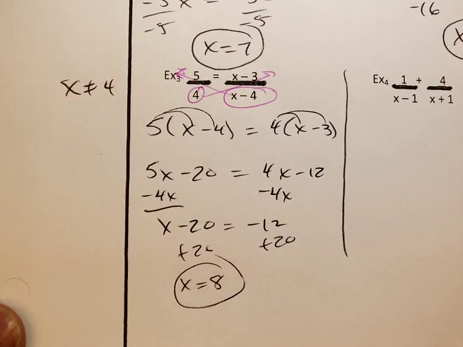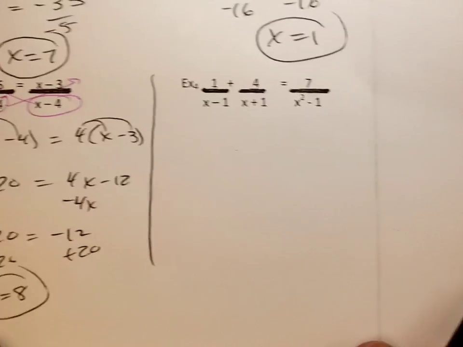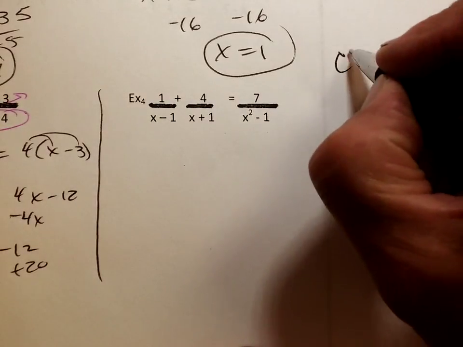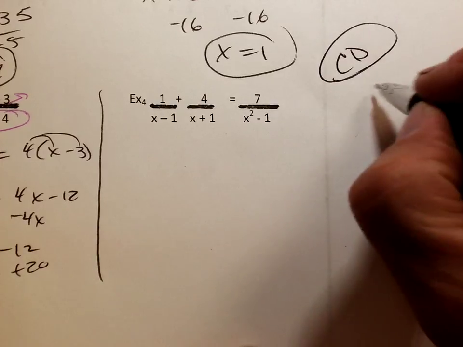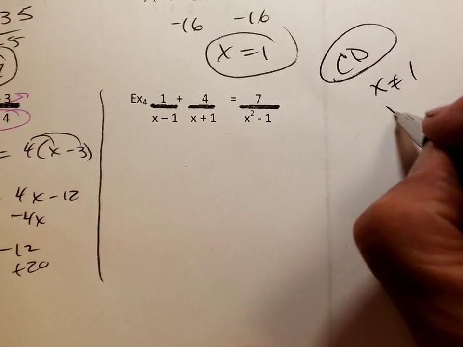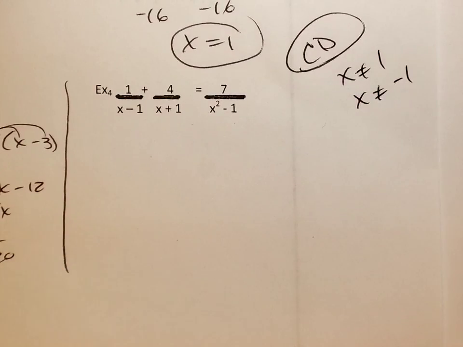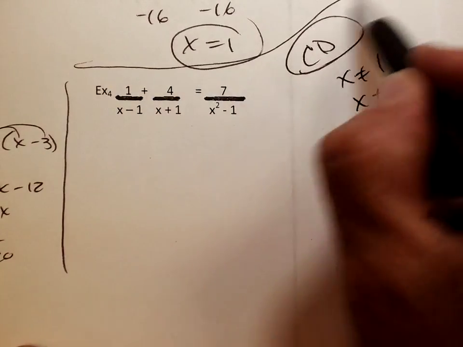Thumbs up so far. All right, now number 4 is going to take a little bit more work, all right? I'm going to try and find a common denominator, okay? Before I do anything on common denominator, what I do know is x cannot equal 1 and x cannot equal negative 1. Okay, you guys agree with that? Okay, x cannot equal 1, x cannot equal negative 1.